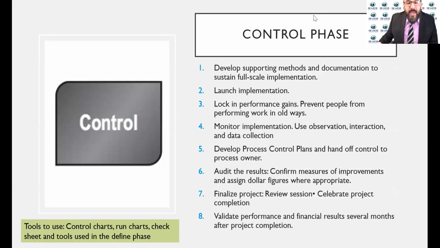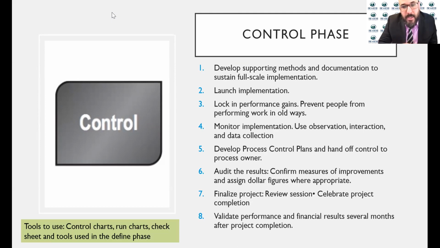And the last phase of the Six Sigma DMAIC process would be the control phase. In the control phase, you develop supporting methods and documentation to sustain the full implementation. Now, there are so many issues when you do the implementation and you don't have documentation to help the team, to help the department to maintain these improvements. So in this phase, you need to develop some documentation.